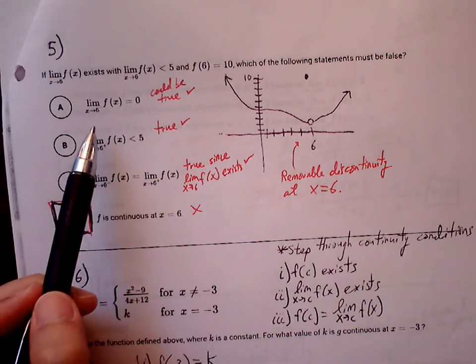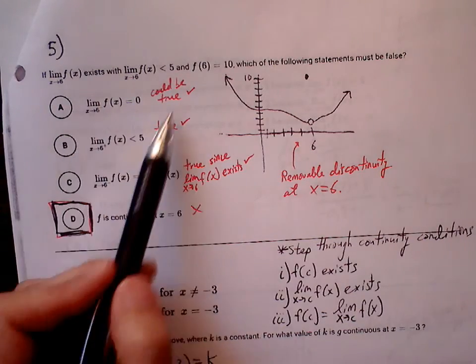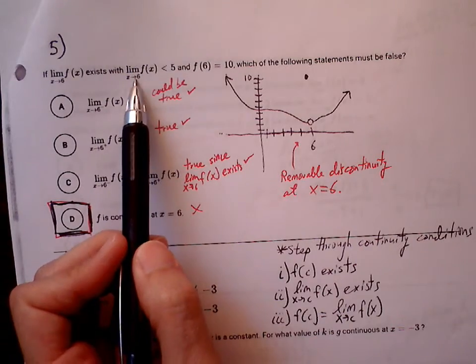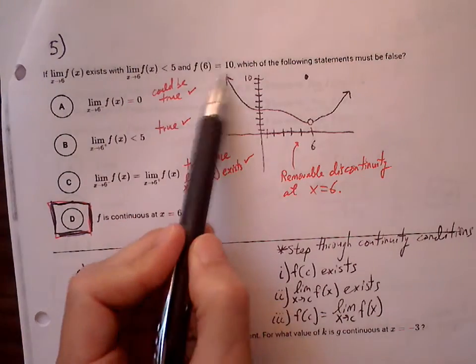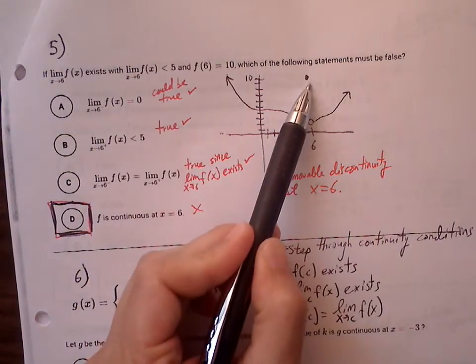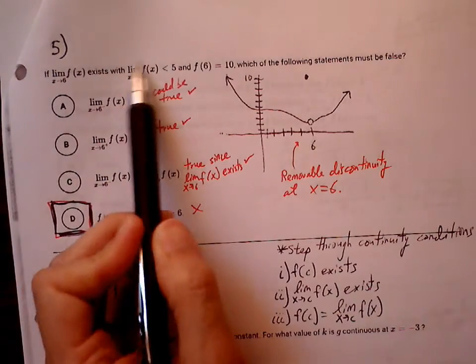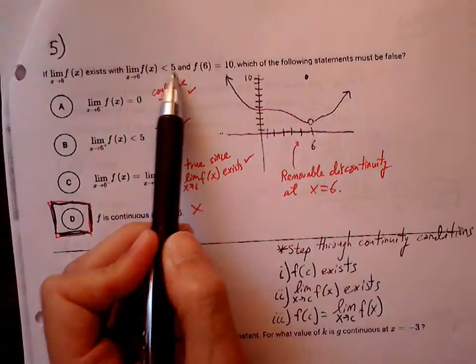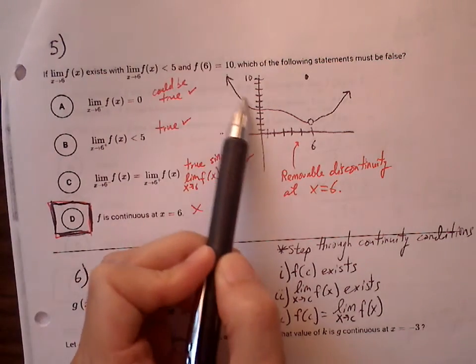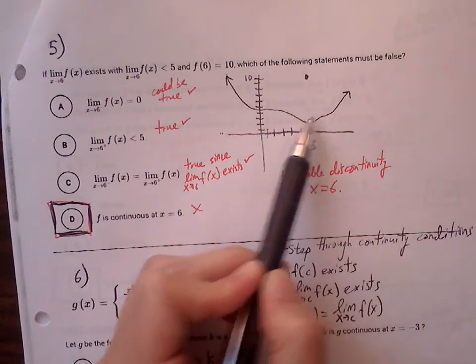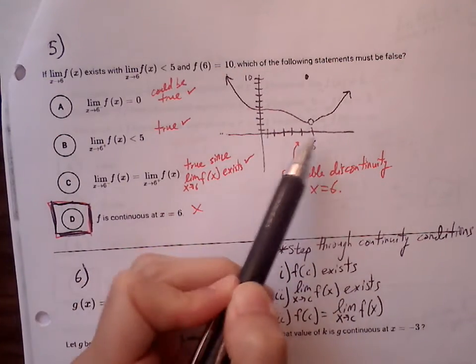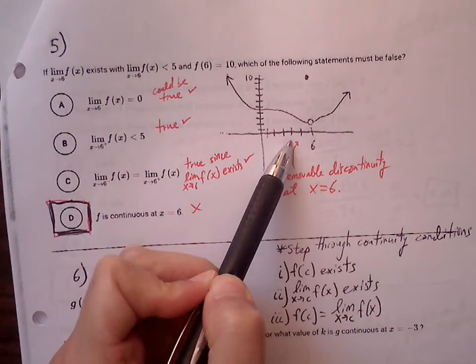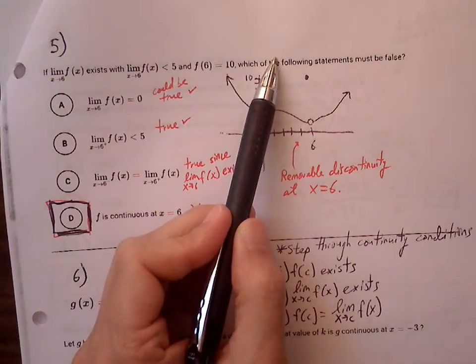Okay. So if we look at this graph here, we know that f(6) equals 10, so I know my ordered pair is going to exist. I know my limit is going to exist, but it looks like it's approaching a y value that's less than 5. So I just created a situation where it's less than 5. Now, just an arbitrary graph to help me have a visual of this. And it says which statement must be false.